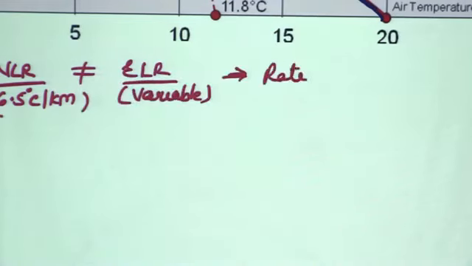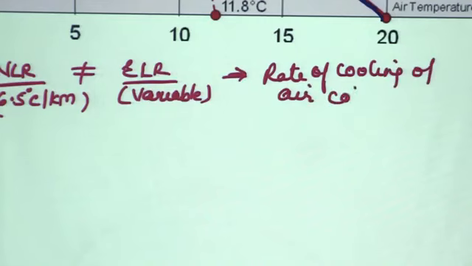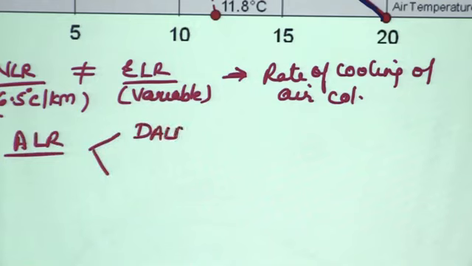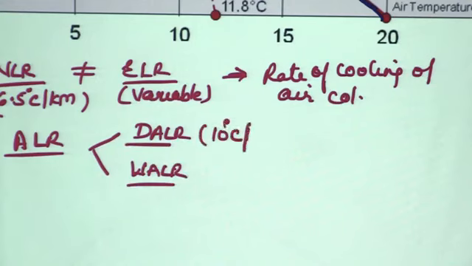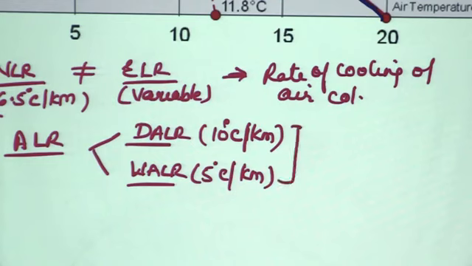Rate of cooling of air column. Adiabatic lapse rate is two types: dry adiabatic lapse rate and wet adiabatic lapse rate. Dry is steeper, wet is retarded. Both represent the rate at which a rising air column cools.